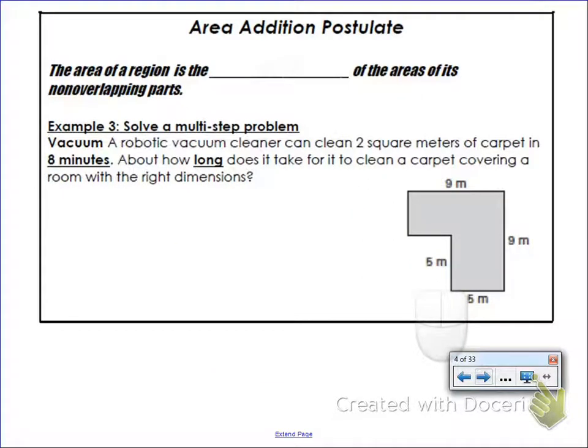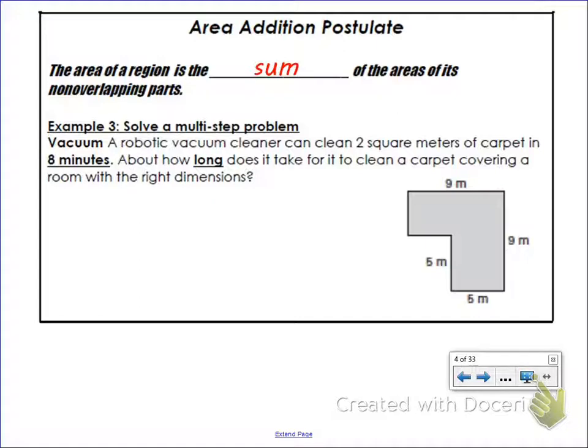All right, our final example has to do with something called the area addition postulate. And the area addition postulate says the area of a region is the sum of the areas of its non-overlapping parts. So what this means is if we have an area that's made up of more than one shape, we can divide up that area into those shapes, find the area of each individual piece, and then add them together to find the total area of the entire solid.